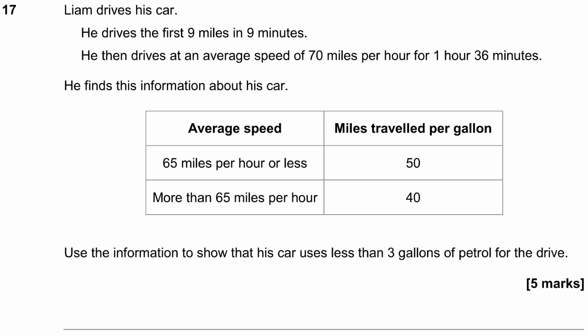Average speed for 65 miles per hour or less, miles traveled per gallon is 50. For more than 65 miles per hour, miles traveled per gallon equals 40. Use the information to show that his car uses less than 3 gallons of petrol for the drive.